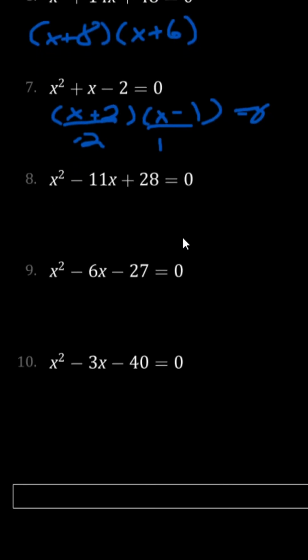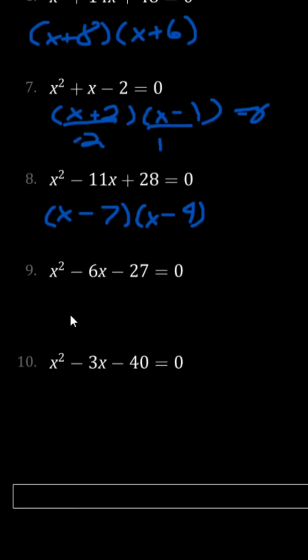Question 8. We're almost through with these. X squared minus 11x plus 28. So we're going to want a decently big negative number. Numbers that sum to 28 or multiply to 28 are 4 and 7. And I know 4 plus 7 is 11. So this is just x minus 7 and x minus 4. Negative 7 times negative 4 is 28. Negative 7 minus 4 is negative 11. And we have our answer.